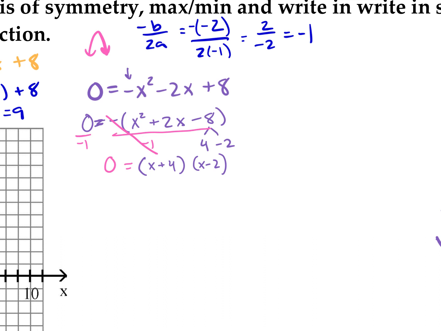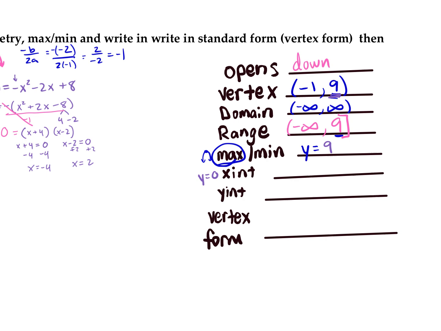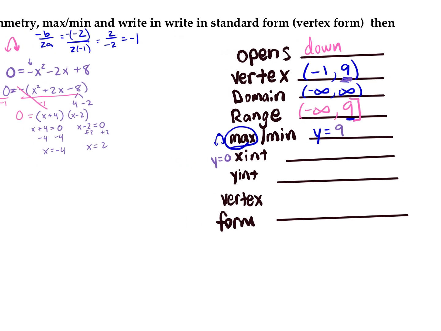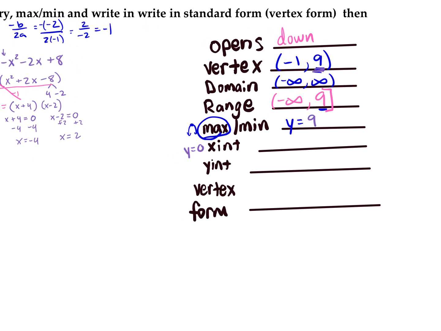So now from here, we just want to set each little piece equal to 0. So x plus 4 equals 0. x minus 2 equals 0. Subtract 4 on both sides, so x is equal to negative 4. Add 2 to both sides, x is equal to 2. So our two x-intercepts are negative 4 and 2. For our x-intercept and y-intercept, they have to be coordinate points.